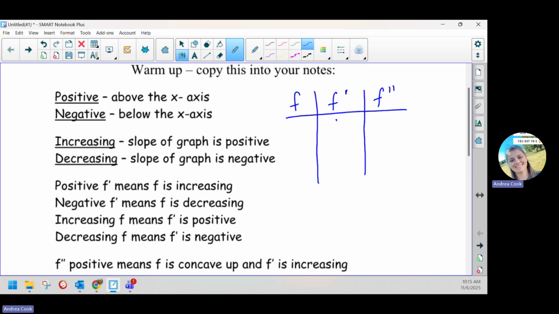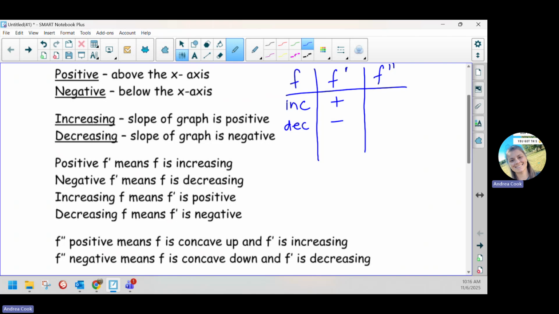So a positive f prime means that f is increasing. A negative f prime means f is decreasing. And same going the reverse, increasing f means f prime is positive. Decreasing f means f prime is negative.